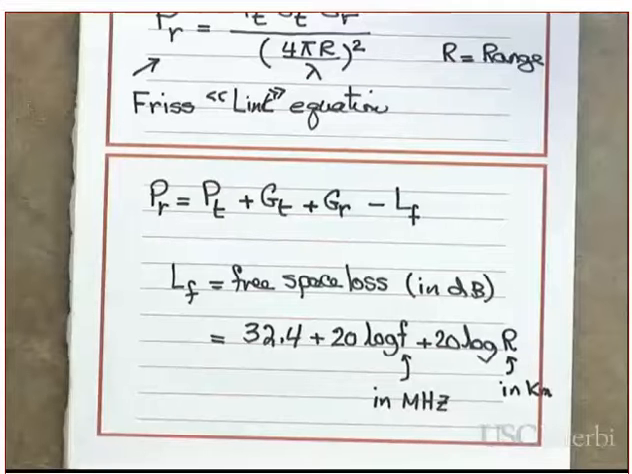Now, for the gaseous losses, for the rain losses, you need to use some models, published models, empirical models, to put it in the link budget. Did you understand that or not?